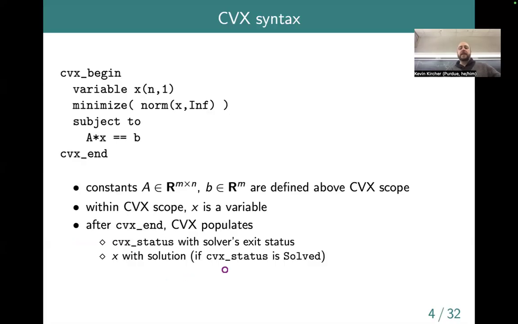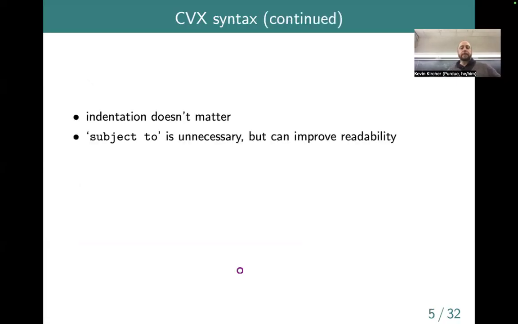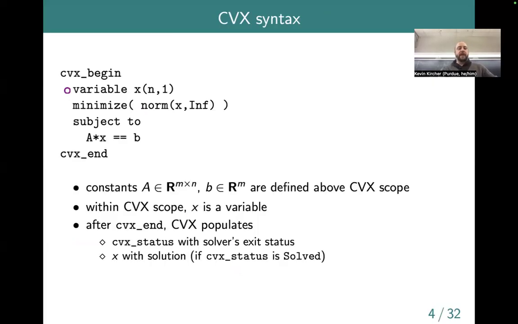Another important output is CVX status. This is a variable, and it will be a string. It'll either say solved, infeasible, or something like feasible but inaccurate. Or it might say unbounded. So it basically tells you about your problem instance. The indentation that showed up doesn't matter, so you don't have to indent, but you can. It makes it a little more readable. And the line "subject to" you can omit if you want to.